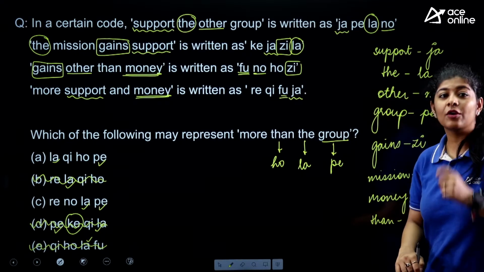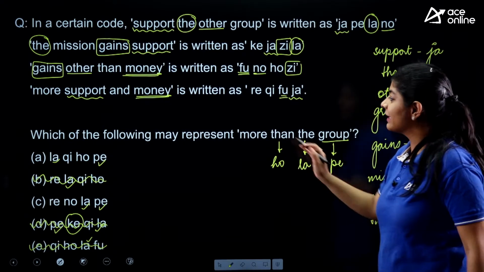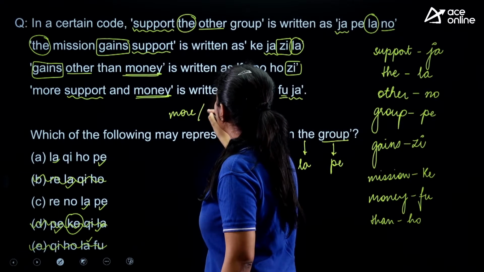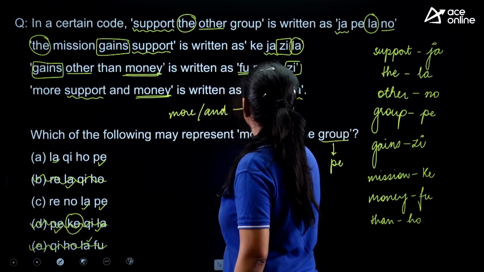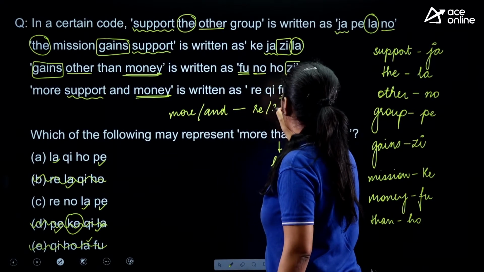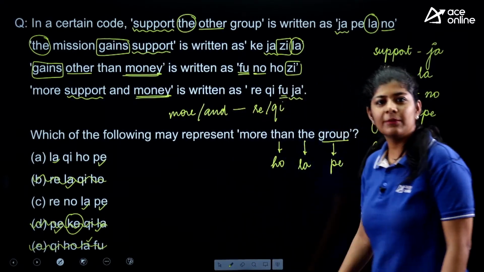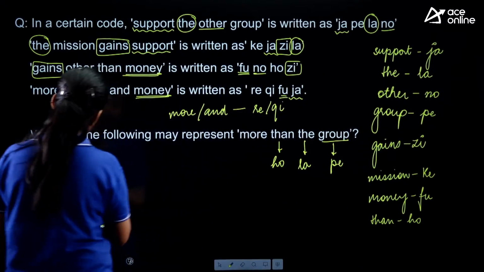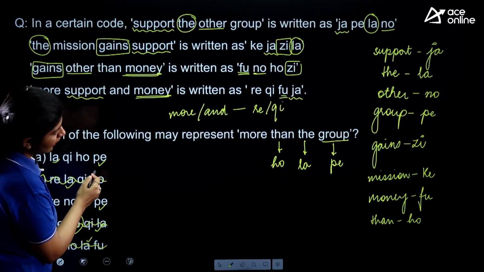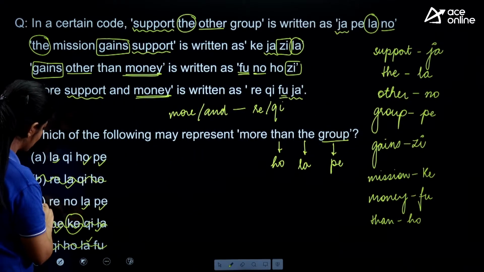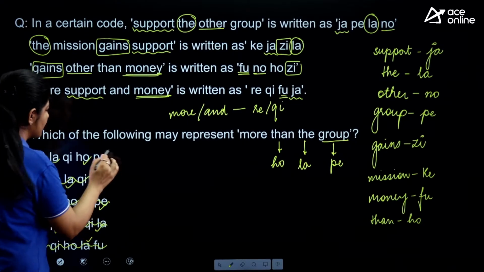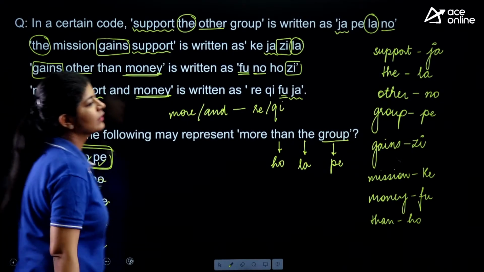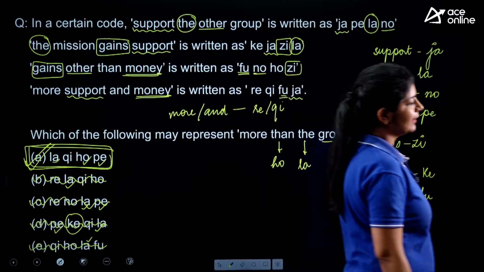But still we are not able to determine the exact code for more. So we can say that for more the codes are either RE or QI, but we are not able to determine the exact code. So here we need HO. Yes, we need HO. Here there is no HO, so we can eliminate this option and we will go with our option number A.